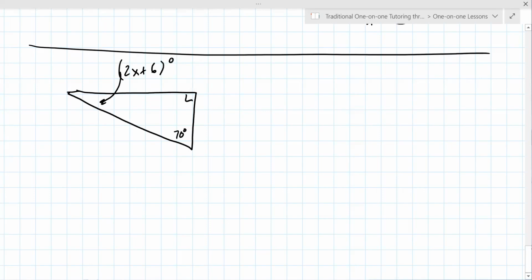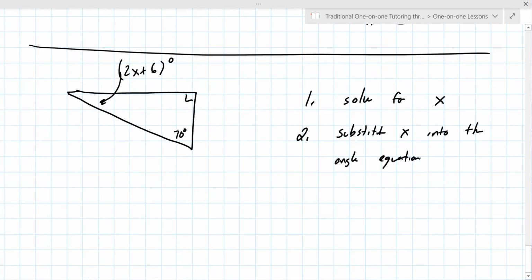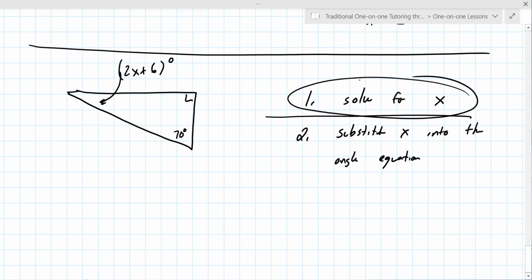So again, what I want you to do, and this is very important, is first solve for x. After we solve for x, then we substitute x into the angle equation. But we have to do them separately. I'm just looking for Sourish to do this part. Just solve it for x. Just write the equation, combine like terms, and get a value for x only.